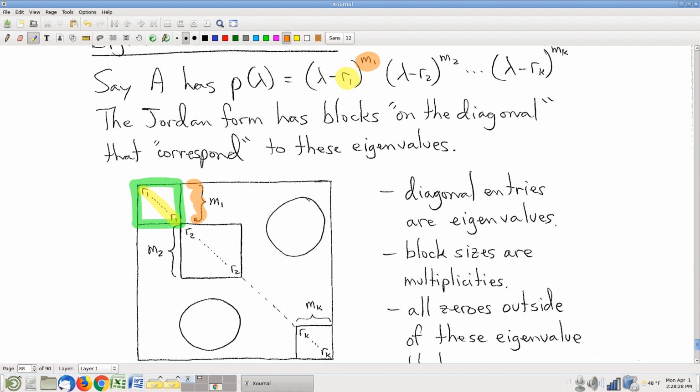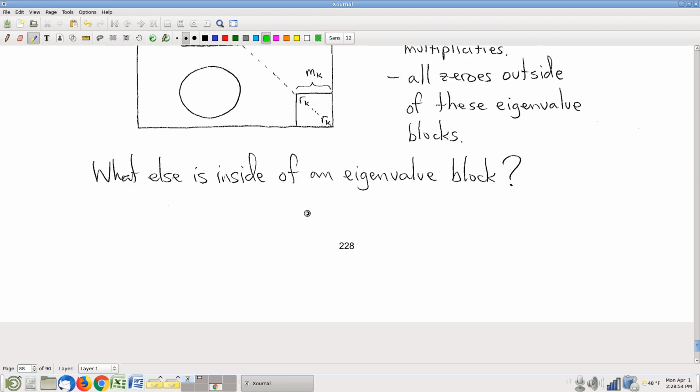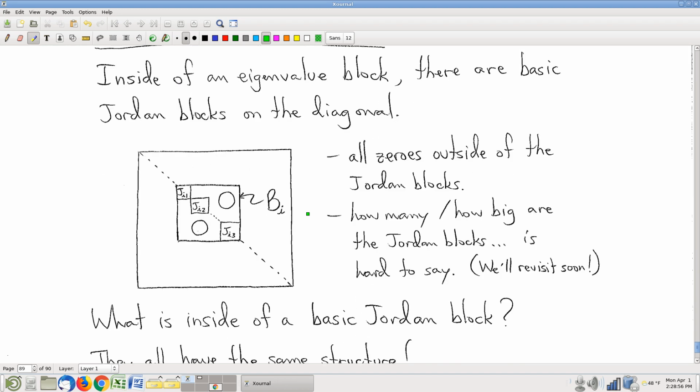Side note, the book doesn't give a name to these blocks, which I think is weird. I think these are of sufficient importance that they deserve a name, so I made one up, eigenvalue block. Okay. All right. So, large-scale chemistry of Jordan form. What we're going to do now is look inside of this eigenvalue block and see what's inside of there. What's the more detailed chemistry? So here's that eigenvalue block again.